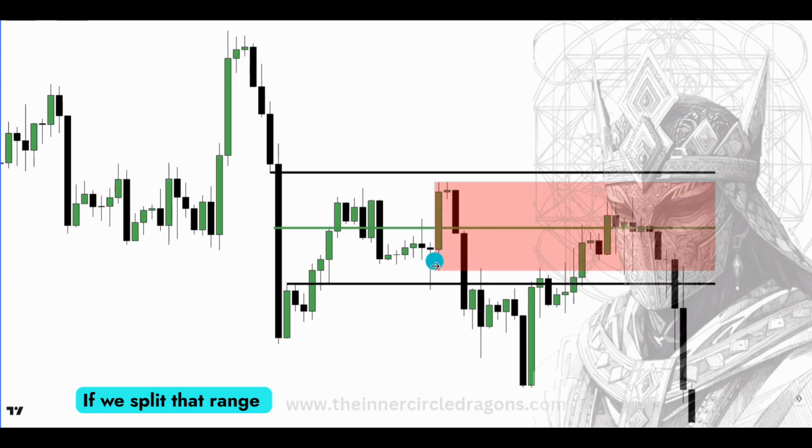Now, if you notice at equilibrium, we have this bearish order block. If we split that range in half, we get the mean threshold delineated with this red line. You can see how that overlaps with the consequent encroachment. And you can see price action, how we've consolidated around that level. And then we've really sold off.